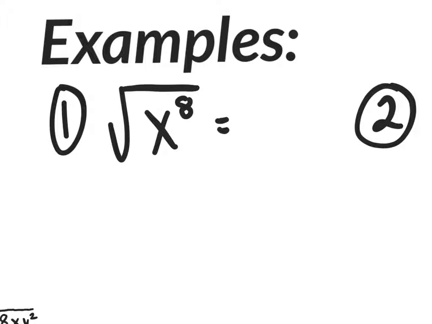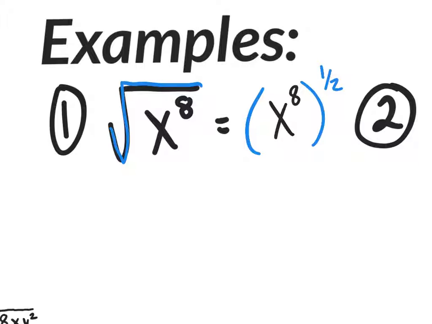So I know that this square root right here can be rewritten as the power of 1/2. So instead of the square root of x to the 8th, I could write x to the 8th to the 1/2. Now, if you guys remember from last week when we did exponents, what was the rule when you had a power to a power? What would you have to do? Power to a power. Multiply.